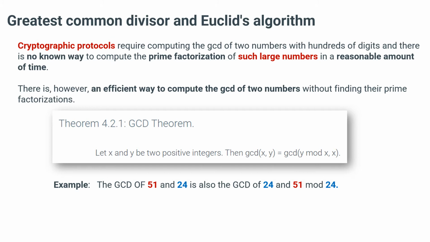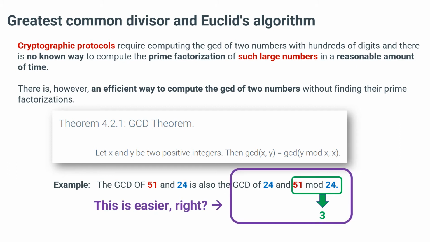Now, we could find 51 mod 24 very quickly. And then, instead of finding the GCD of those two original numbers, we would be finding the GCD of two smaller numbers. And the smaller the numbers, the easier it is to find the GCD. So 51 mod 24 is 3. So if I have to look for the GCD of 24 and 3, that would be much easier than 51 and 24.